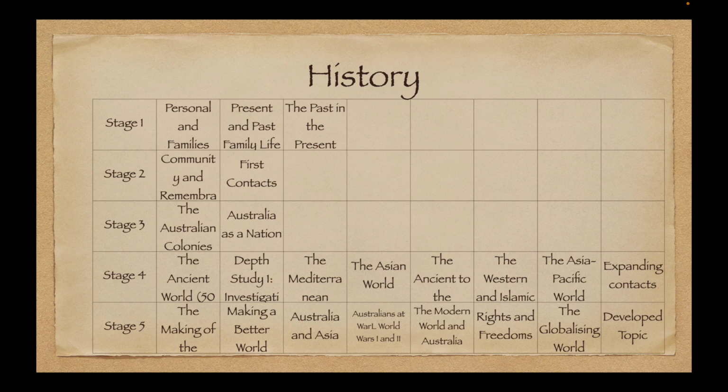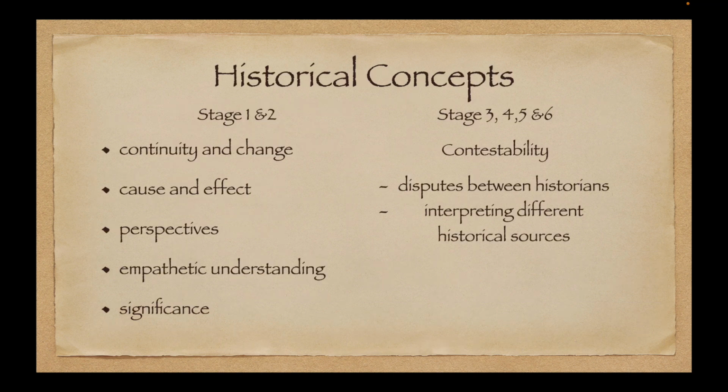You can also see through our historical concepts that the beginning stages are looking at continuity and change, cause and effect, perspectives, empathetic understanding, significance. And in our latter years, we're looking at contestability. We're looking at disputes between historians. We're looking at different perspectives, interpreting different historical sources.